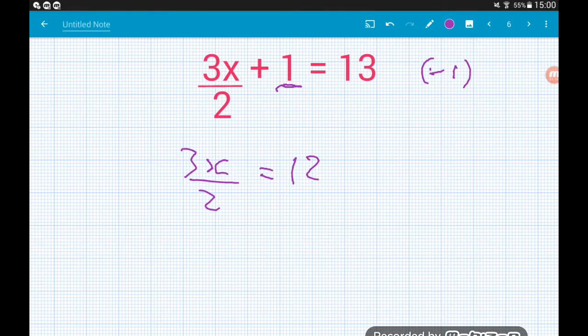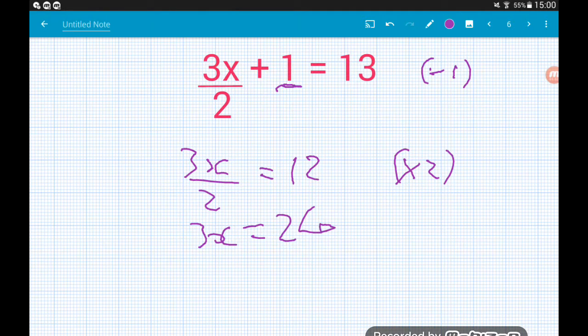So what we've got going on, we've got 3 times x, and then that's being divided by 2. So I would always move the bottom of the fraction first. So it's a division by 2. So to sort him out, we're going to multiply both sides by 2. And that's going to leave us with 3x equals 24.